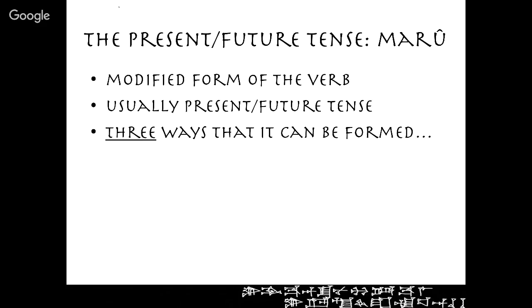So the Hamtu was pretty simple. It was just the basic form. Often you'll just put an N before the verbal base. You can have some modifications after. We'll talk about those later, but basically it's just that. Marû, however, can form the present and the future. They can form in 3 different ways.